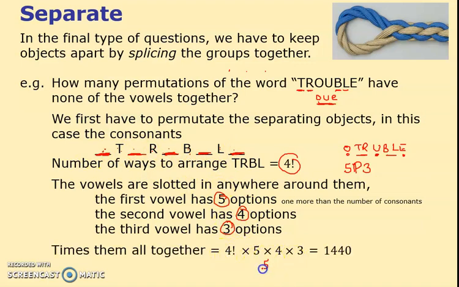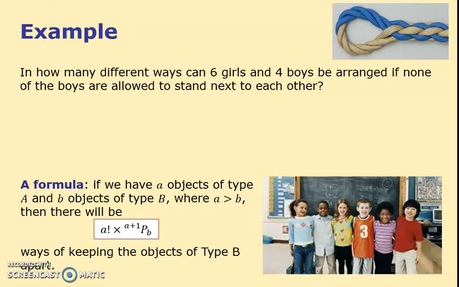But just bear in mind, this is 5P3. So I've got 4 factorial from the separating objects, and 5P3 from the vowels, the things I want to keep apart, and that gives me an answer of 1440. Here's an example of that.